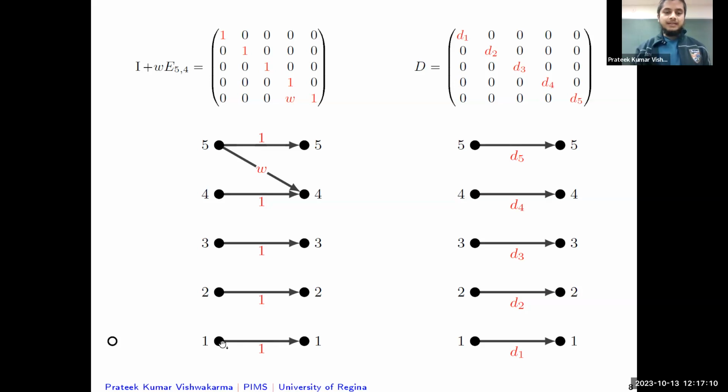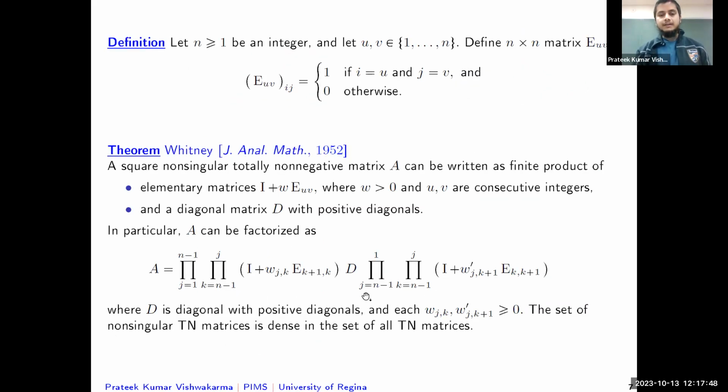We simply draw a set of source vertices and sink vertices. And because all the diagonal entries are 1, we draw directed edges from 1 to 1, 2 to 2, 3 to 3, and so on, and we give them weights 1 each. Other than these entries, only one entry is non-zero. So we draw a straight edge from 5 to 4 and give that weight W. So this is how we draw the planar network corresponding to a factor like this. Similarly, we can draw the planar network corresponding to any of the factors appearing in this factorization.